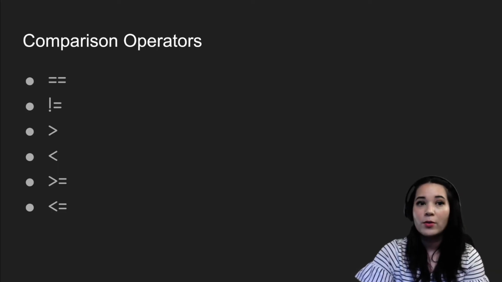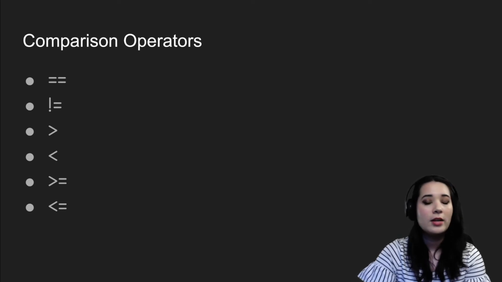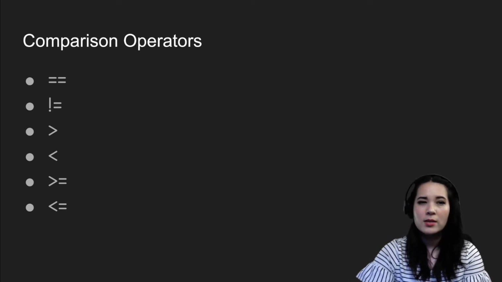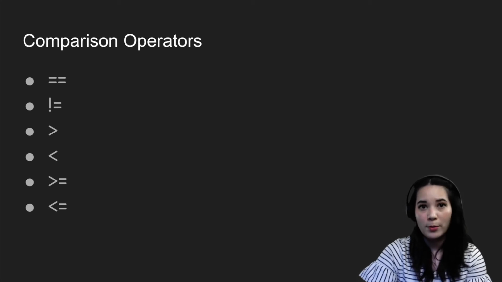First, let's talk about comparison operators. Comparison operators might look familiar, at least some of them. These output booleans, true or false, depending on whether the comparison you made is true or false. Sometimes, therefore, we call these boolean operators as well.